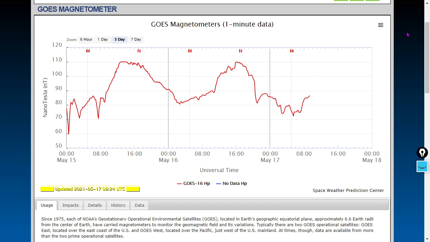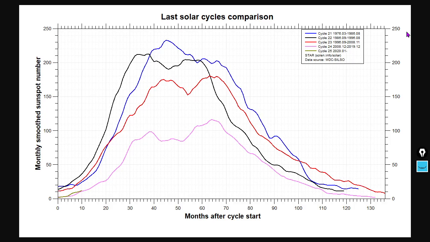Here's the GOES magnetometer over the past 3 days, and we're seeing a little higher highs and higher lows from the GOES magnetometer. And here's a solar cycle comparison. So we haven't shown this for a while, and you can see cycle 25 is right in line with cycle 24, pretty much at the same point now that cycle 24 was at.